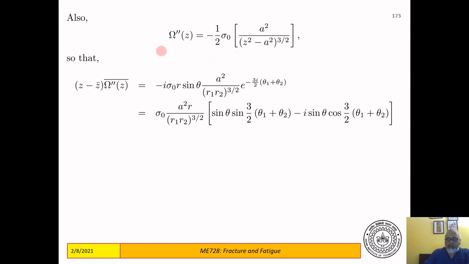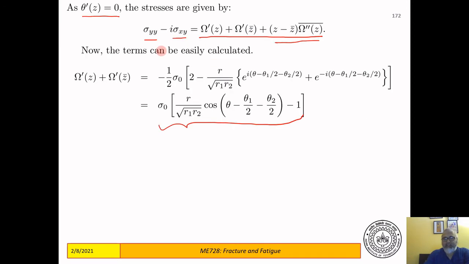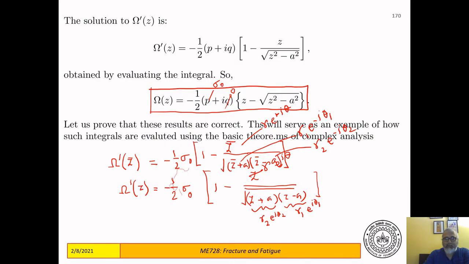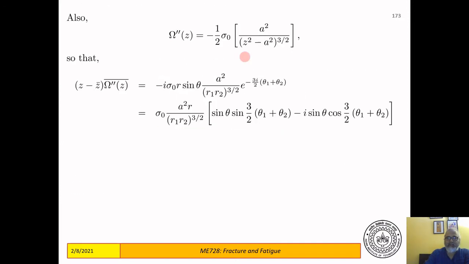So to do this, you have to calculate the second derivative of omega prime. First derivative we have, and you take the second derivative. The second derivative is this. Then do z minus z bar.